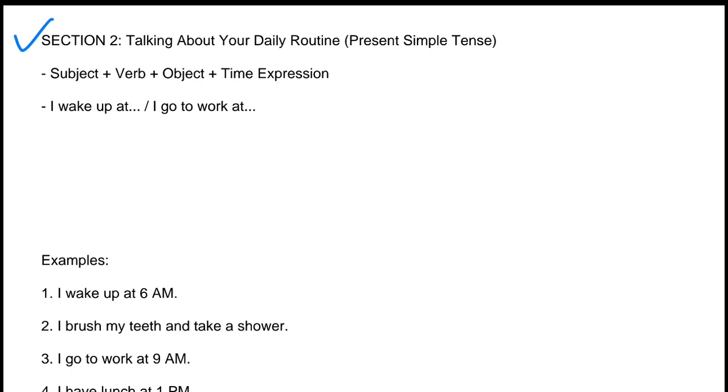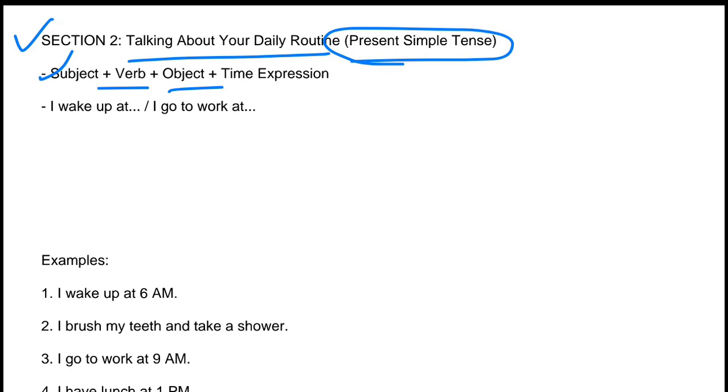In second, talking about your daily routine. For example, present simple tense. Now, what is the meaning of present simple tense actually? Present simple tense talks about your behavior. For example, your behavior is that you write a story. This is your habit to write a story. Your behavior is that you are a very angry person. For example, you will say subject plus verb plus object plus time expression. I wake up at 9 a.m., 6 a.m., 5 a.m., 3 a.m., whatever your time to wake up is. I go to work at 10:30 or whichever time you go to work.